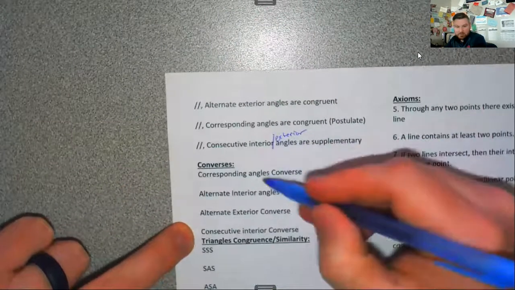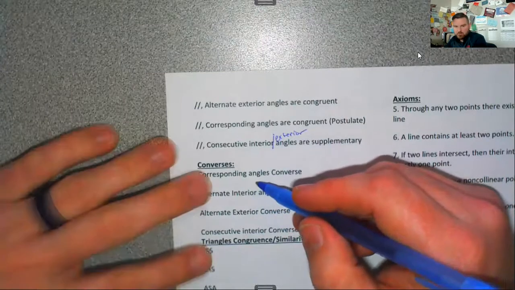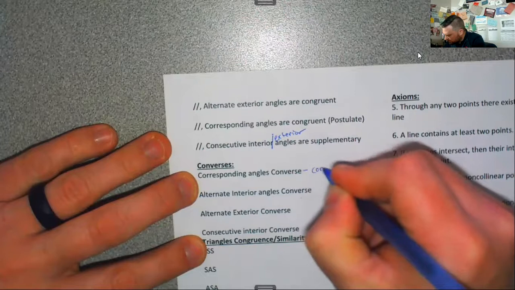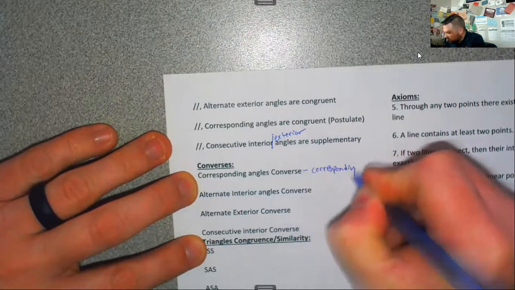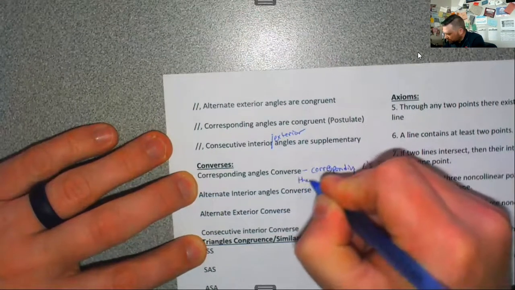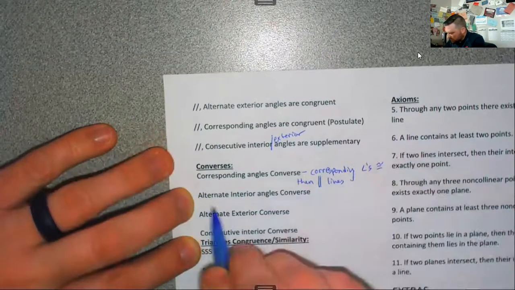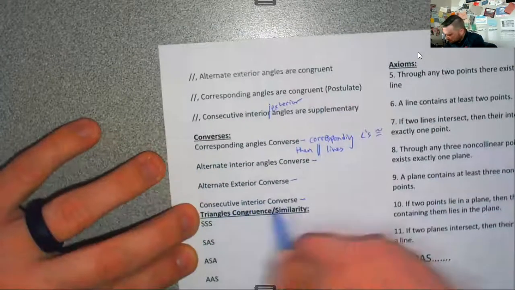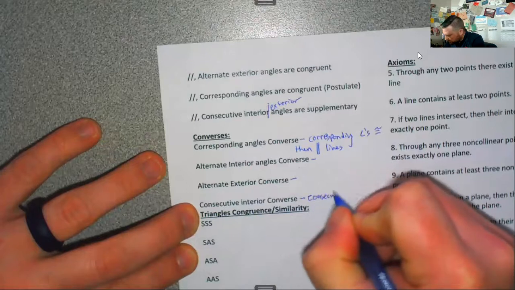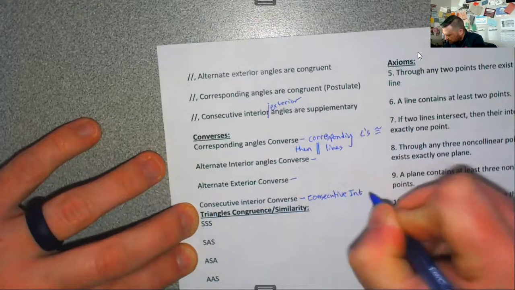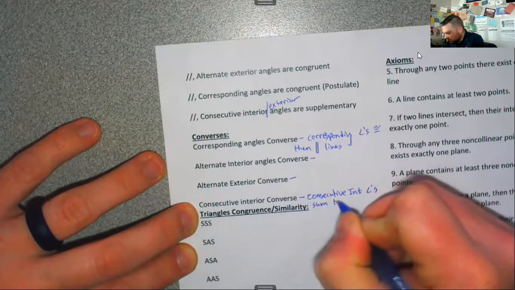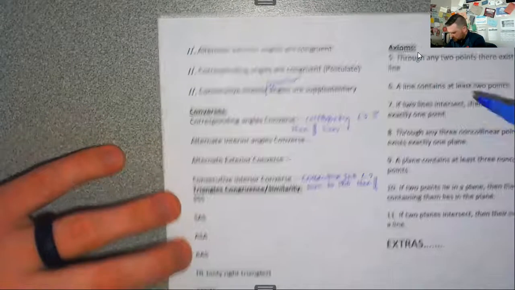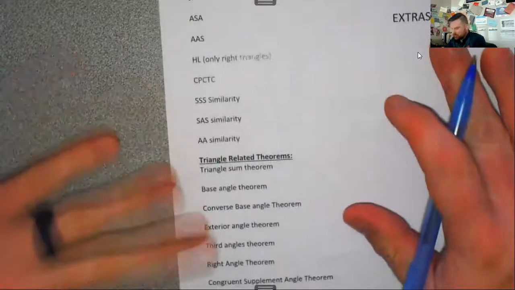And these are the converses. Converse just means the other way around. So corresponding angle converse. That means if corresponding angles are congruent, then parallel lines. If alternate interior angles are congruent, then parallel lines. Okay, so that's the same for this one, consecutive interior: if consecutive interior angles sum to 180, then parallel. Okay. And then we will get to some of these other things later on down the road.